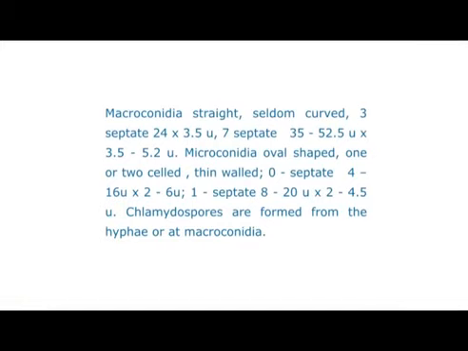Macroconidia has a distinct feature of having foot cell. Macroconidia straight, seldom curved, three septate, 24 into 3.5 micron, seven septate, 35 to 52.5 micron into 3.5 to 5.2 micron. Microconidia oval shaped, one or two celled, thin walled. Zero septate size is 4 to 6 micron into 2 to 6 micron. One septate size is 8 to 20 micron into 2 to 4.5 micron. Chlamydospores are formed from the hyphae or at macroconidia. So this is about the character of this pathogen.